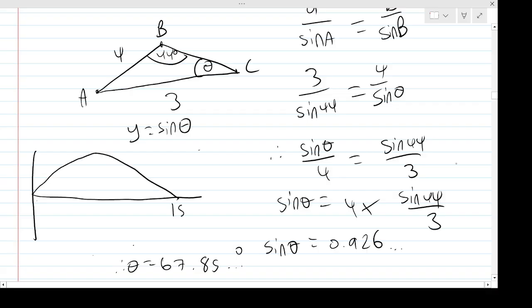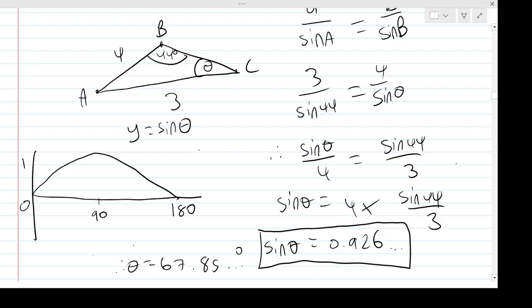There we are. 180, 0, and then 90 would be in the middle, at 1. Right, why am I drawing this? Well, let's go back to this point here. Sine theta is 0.926. Well, if this is 1 right at the top there, then 0.926 would be like there, right? If we draw that line then, there, that is 0.926.